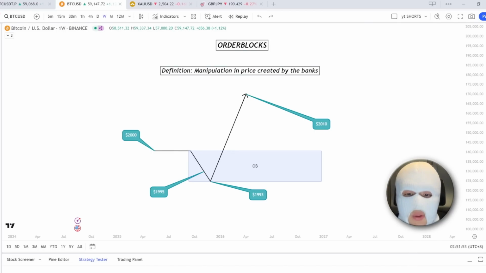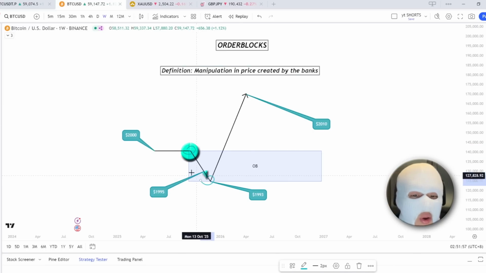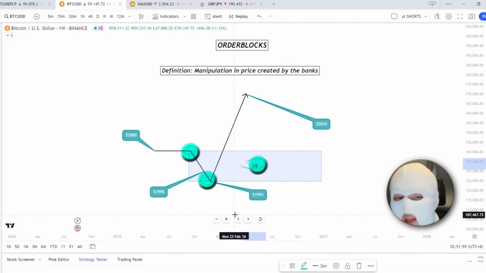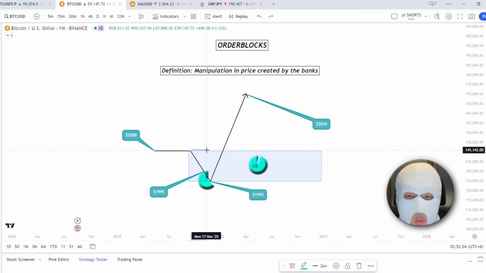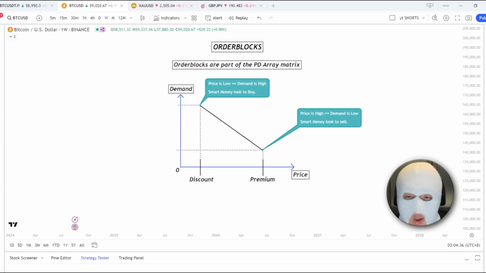Now, this point of the manipulation, where it started to where it ended, is where the order block is formed. Okay, let me repeat that one more time. The point of manipulation from where it started to where it ended is where the order block is formed, as seen over here. Now, one more thing to note is that order blocks are also part of the PD array matrix. Now, what is PD array?